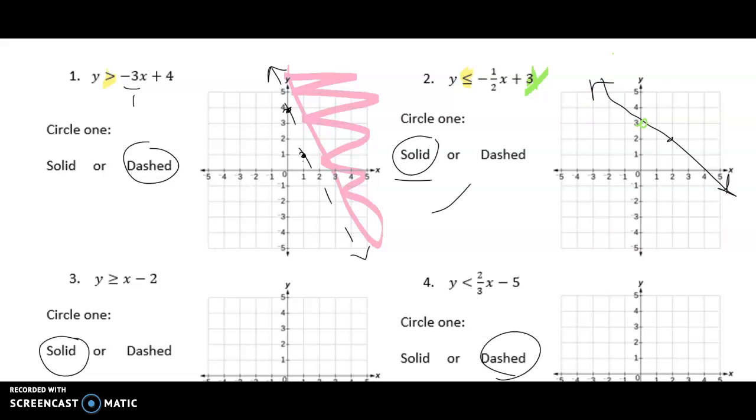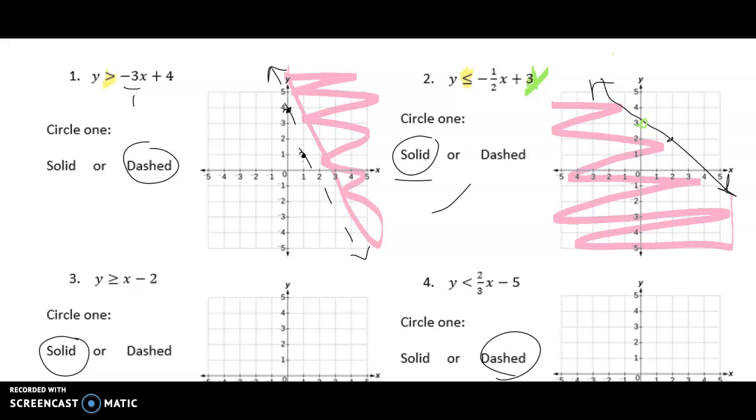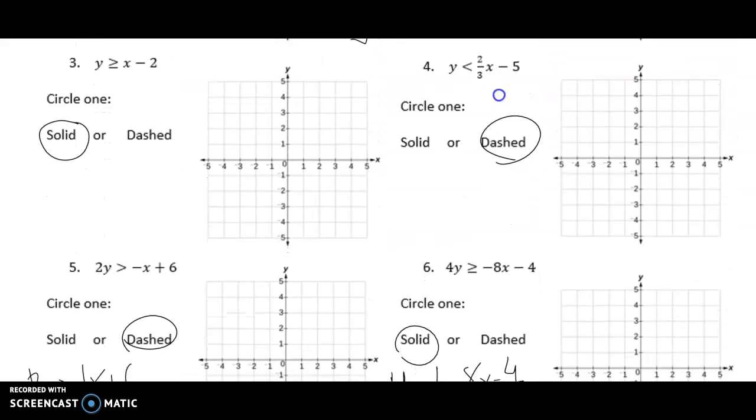Now, does it shade above or below? Now we know that we have y is less than. When it's less than, it's going to be below. So it's going to be below the line. Don't overthink it. Let's scroll down to number 3.